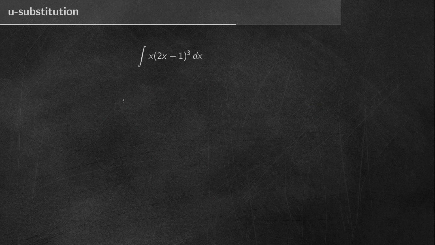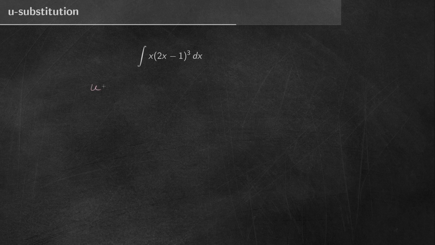Next example. By now you should be pausing and trying these on your own first, and then you can watch me work through it if you need the extra guidance. So we have to choose, what is our u going to be? Is it going to be x? Is it going to be 2x minus 1? Is it going to be 2x minus 1 cubed?